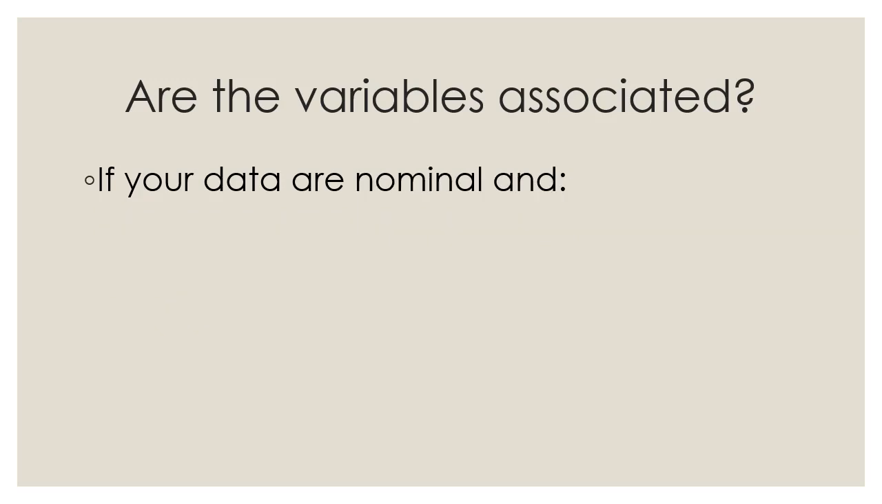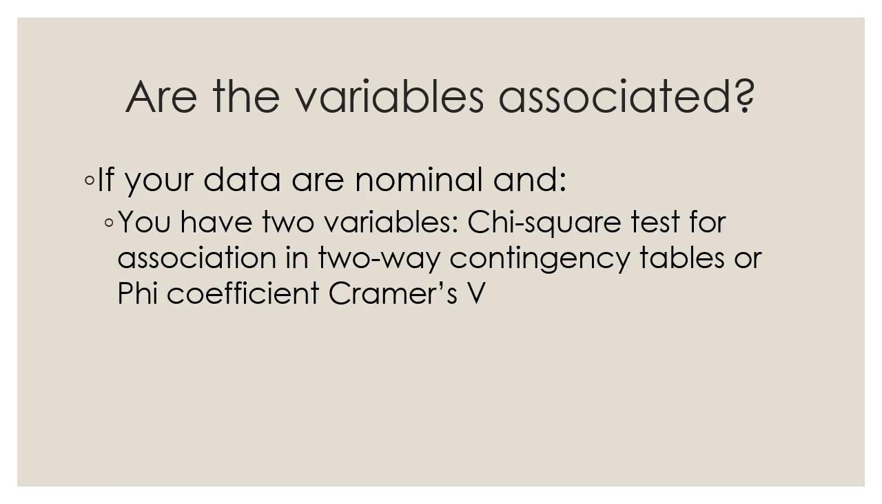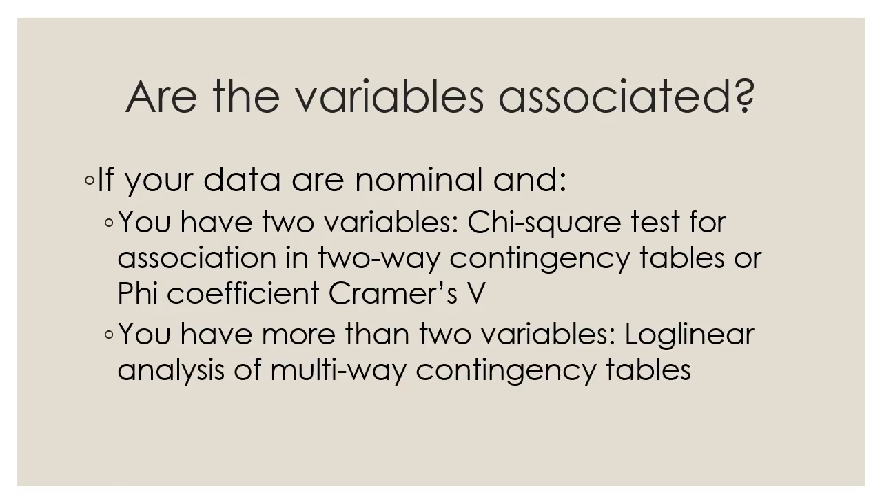Now, if your data are nominal and you have two variables, you can use a chi-square test for association, or you can use a phi coefficient or Cramer's V. I know that's a lot of words here, but again, you don't need to understand a lot. You just need to figure out what type of data you have, and you just pick this test. You just say that you're going to be doing this test, okay? Now, if you have more than two variables, then it's a log linear analysis that we use, okay? And that's just as simple as that.